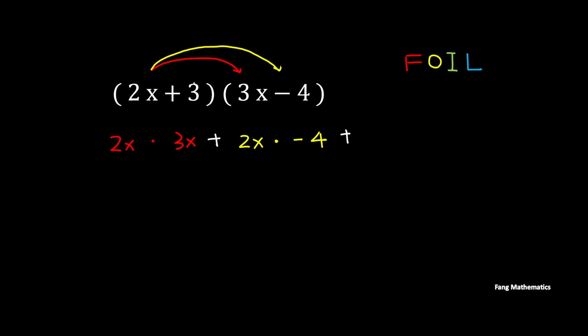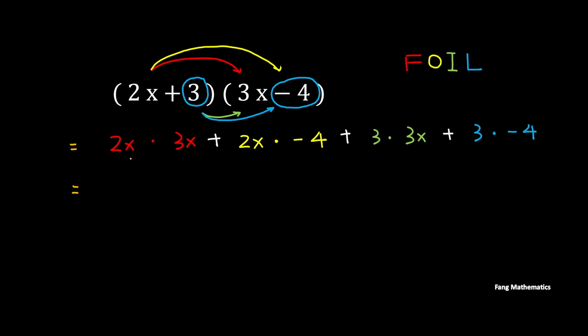The next, you have I. I means inner, so 3 and 3x. 3 times 3x. The last, you have L, so 3 and minus 4. Remember, if there is a minus sign, you are always to attach the number or the term with the minus sign. So 3 times minus 4. And now let's perform the simplification.